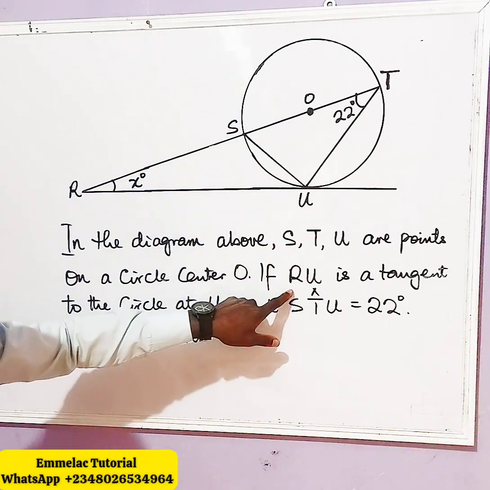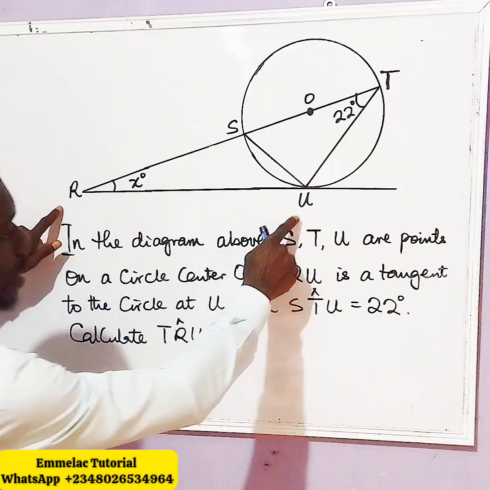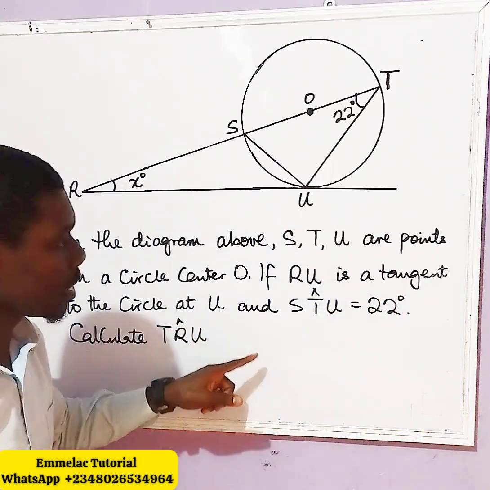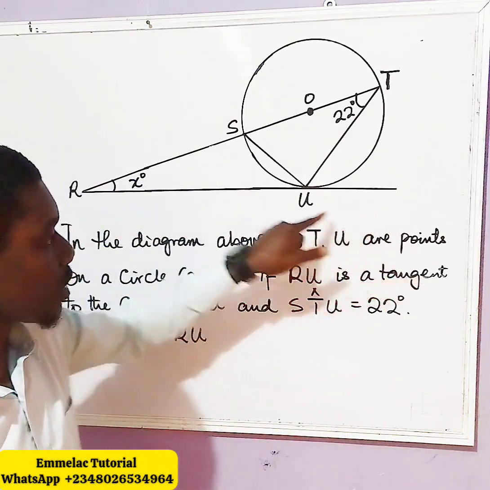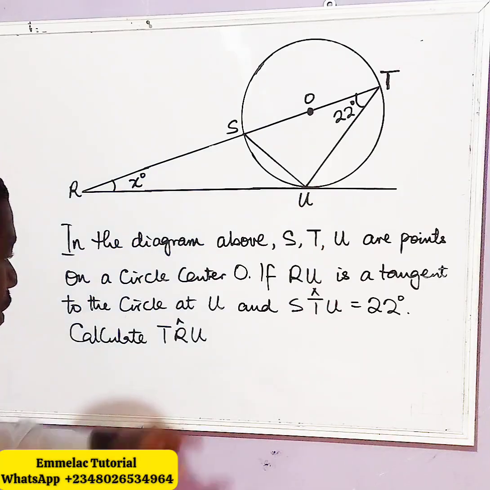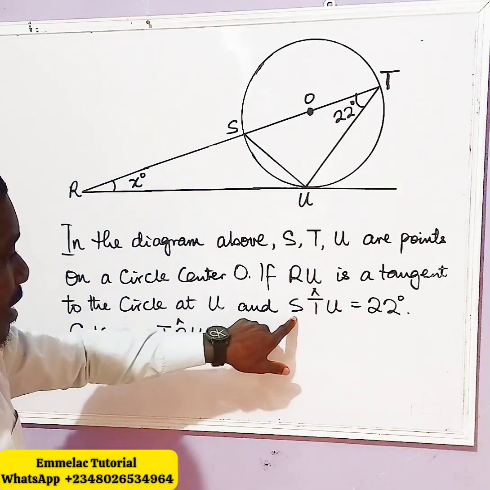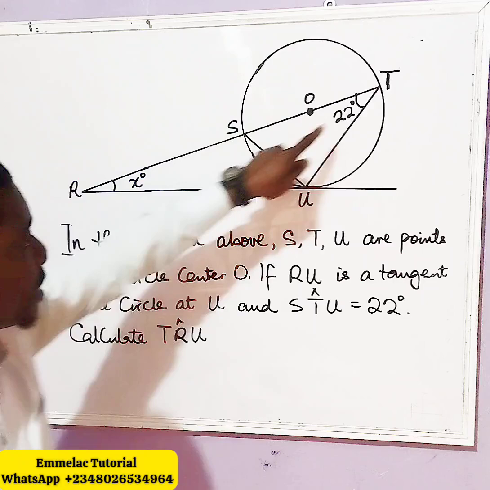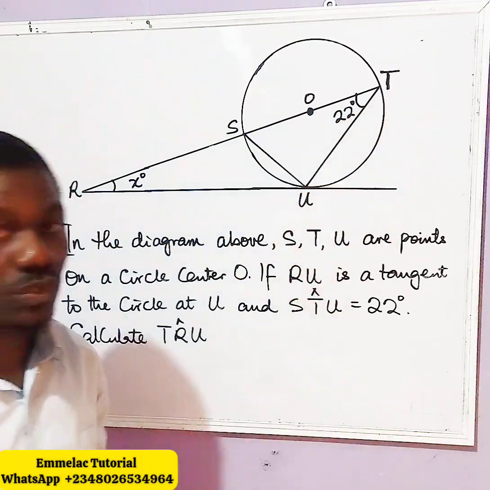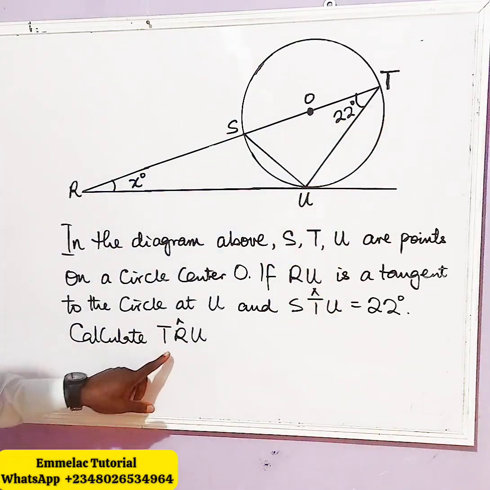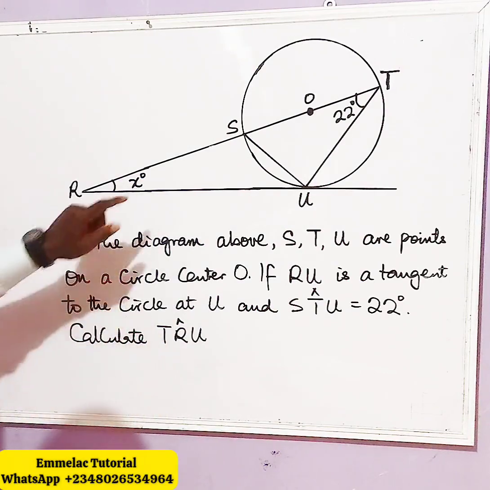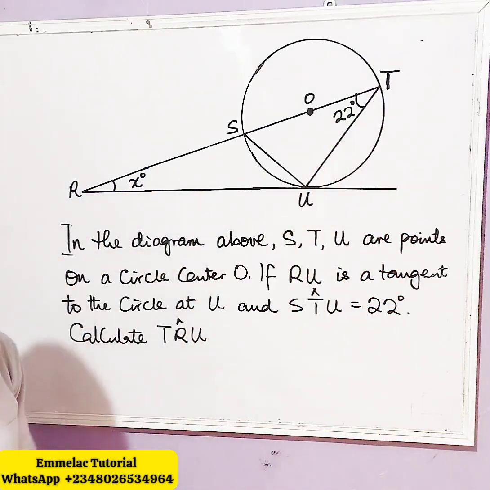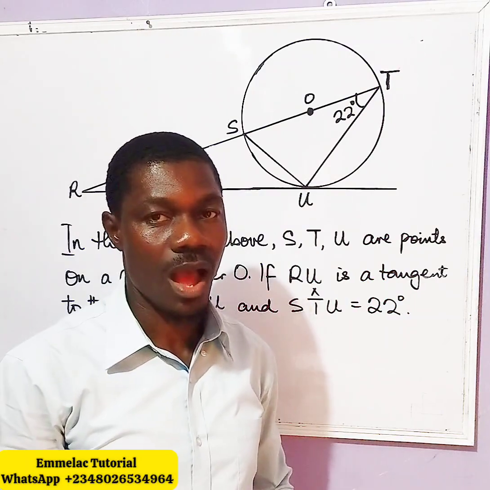Now if RU is a tangent to the circle at U, which means a straight line touching the circumference of the circle, and angle STU is 22 degrees, we are told to calculate the angle TRU. So this is TRU. We have to calculate the value of X. So how do we go about it?